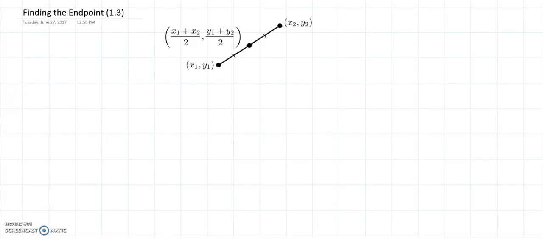I want to go over a particular topic from section 1.3 in Math Nation. I want to talk about how you would find the endpoint of a line segment if they already give you the midpoint. Let's take a look at this diagram.